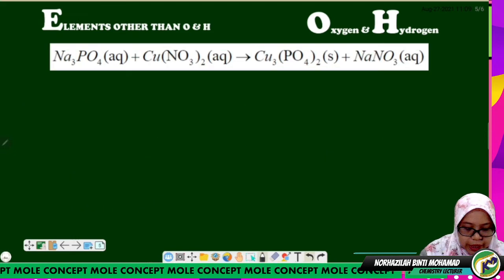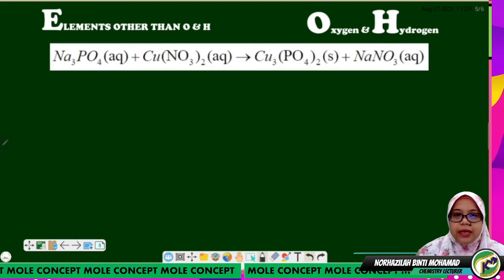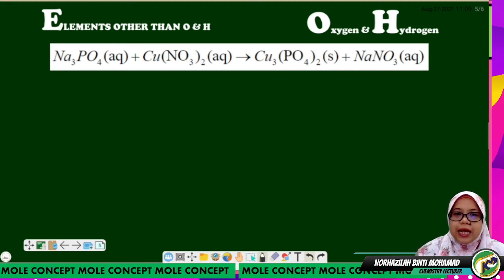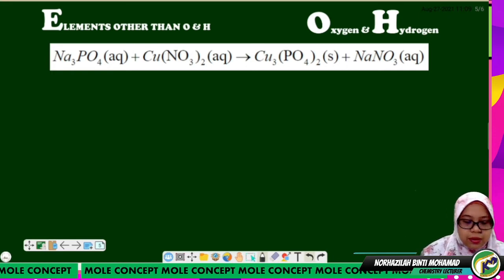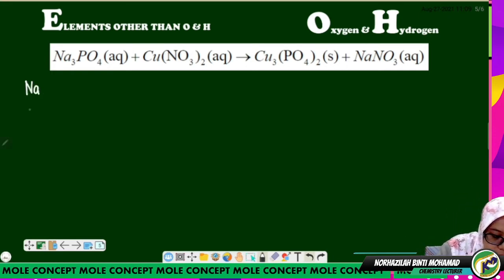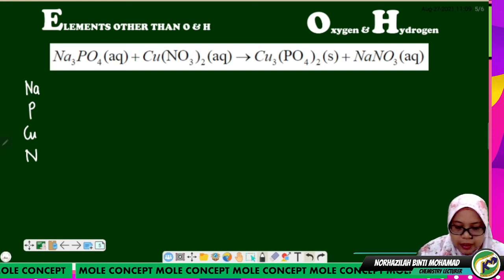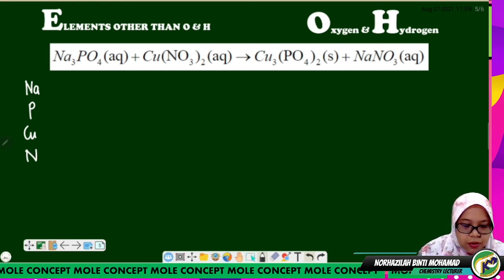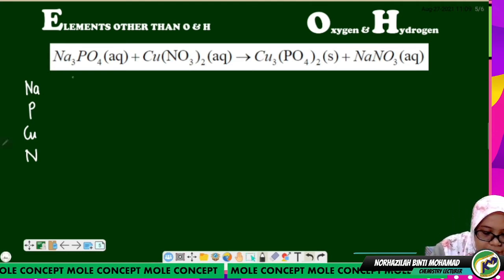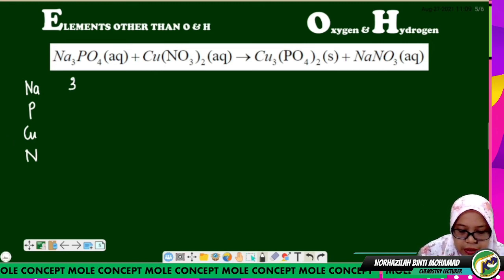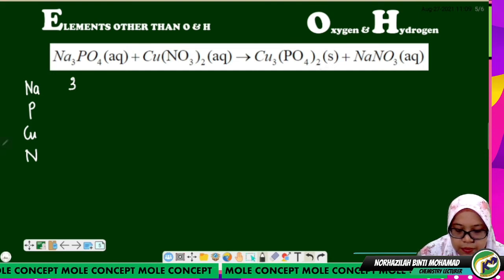Okay, we look at the third example. Okay, this one we have Na3PO4 plus Cu(NO3)2, and then Cu3(PO4)2 and NaNO3. So first we list down the elements other than oxygen and hydrogen. So first we have sodium, and then phosphorus, and then copper and nitrogen. Okay. So first we look at the sodium. Sodium here we have 3 sodium in Na3PO4, and then Cu(NO3)2 has no sodium, and on the product side Cu3(PO4)2 has no sodium. Okay, this one I have 1 sodium.